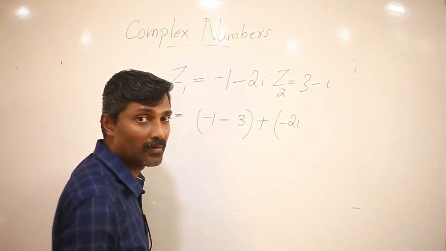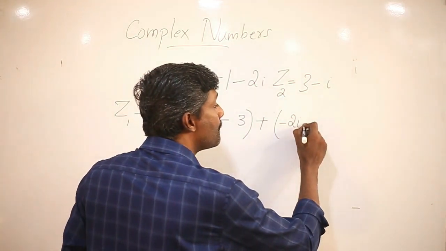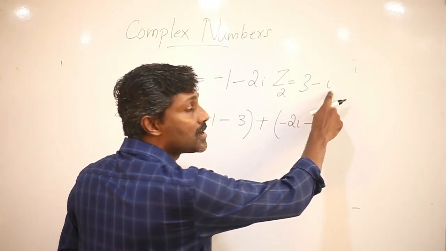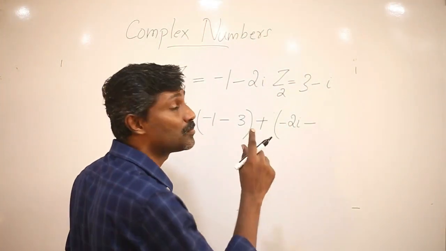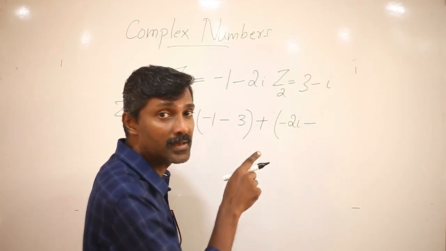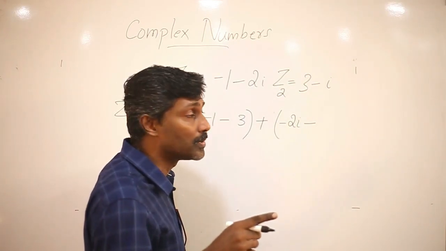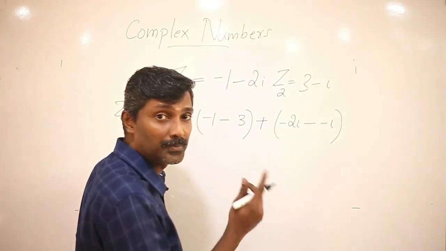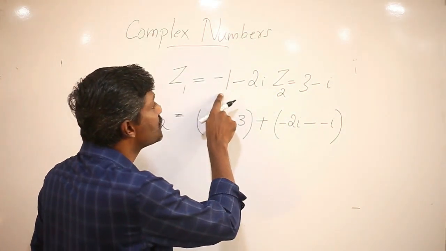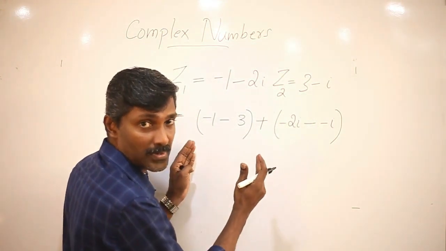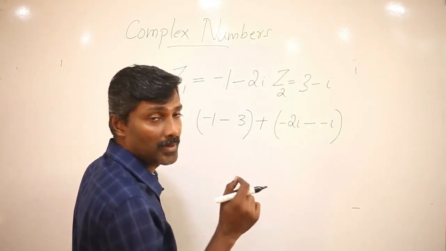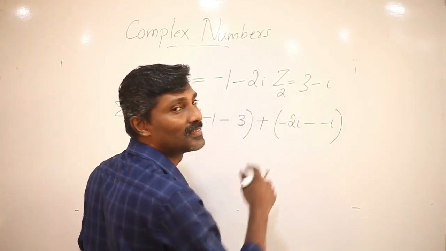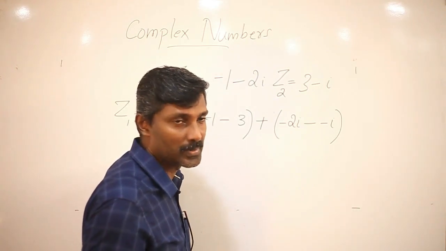Now we have to subtract, right? So we have to write minus, which is the imaginary part of the second complex number, that is minus I. Okay, don't miss that minus. Remember, minus is always to be taken, so it is minus I. We have subtracted, right? Minus 1, minus 3, subtraction of the real numbers, plus minus 2i minus of the imaginary part of the second complex number.